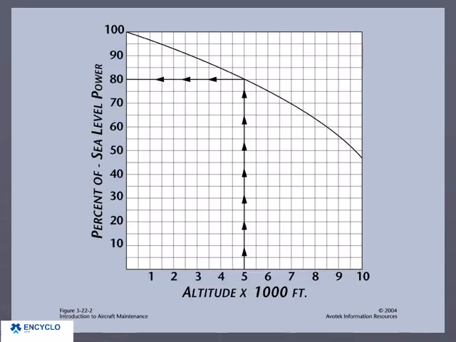This graph illustrates how engine power output decreases with altitude. As altitude increases, shown along the horizontal axis, the available engine power, expressed as a percentage of sea level power on the vertical axis, steadily declines. This reduction is due to decreasing air density at higher altitudes, which limits oxygen availability for combustion. Understanding this performance drop is essential for flight planning, engine tuning, and maintaining safe operational margins in aircraft maintenance and operation.